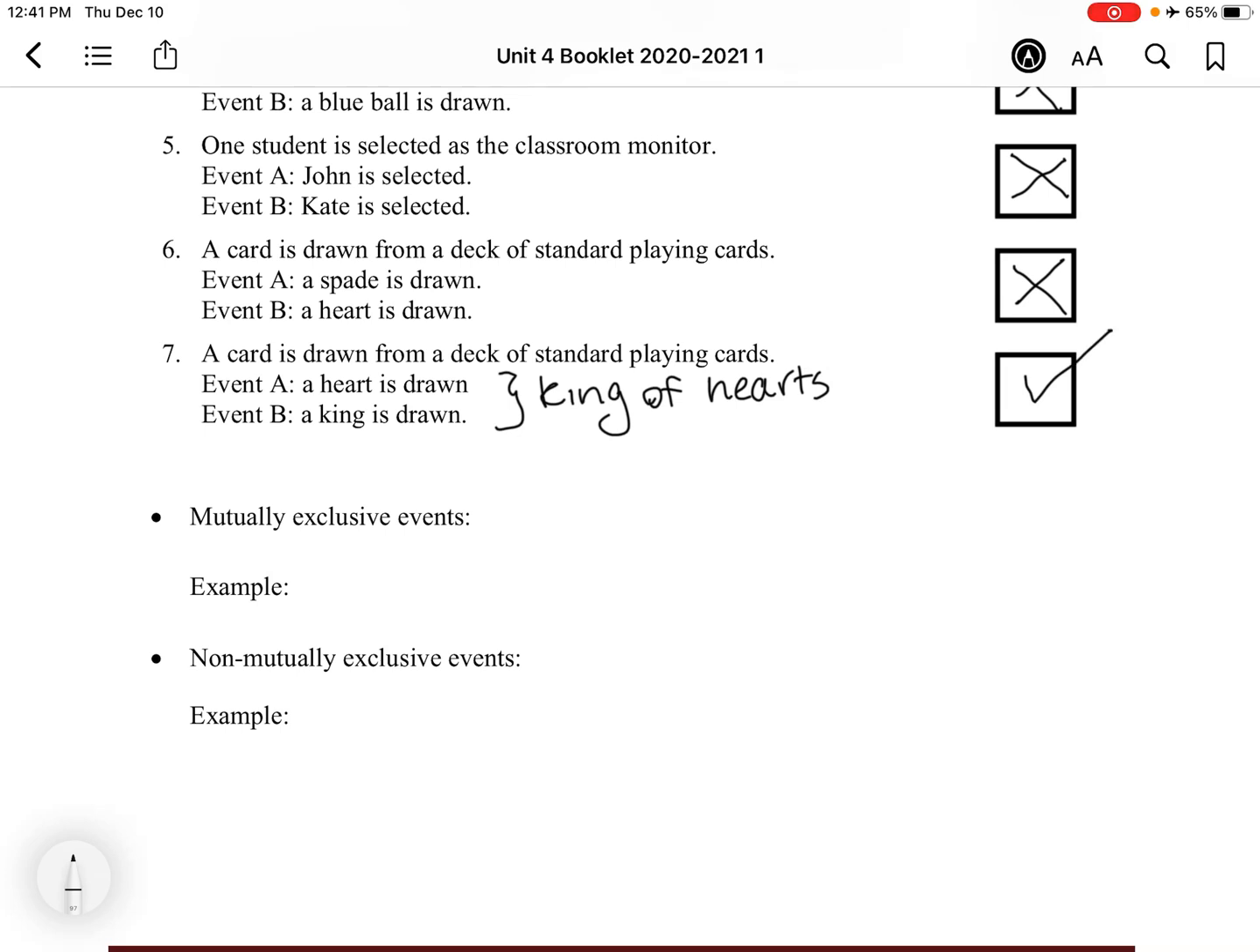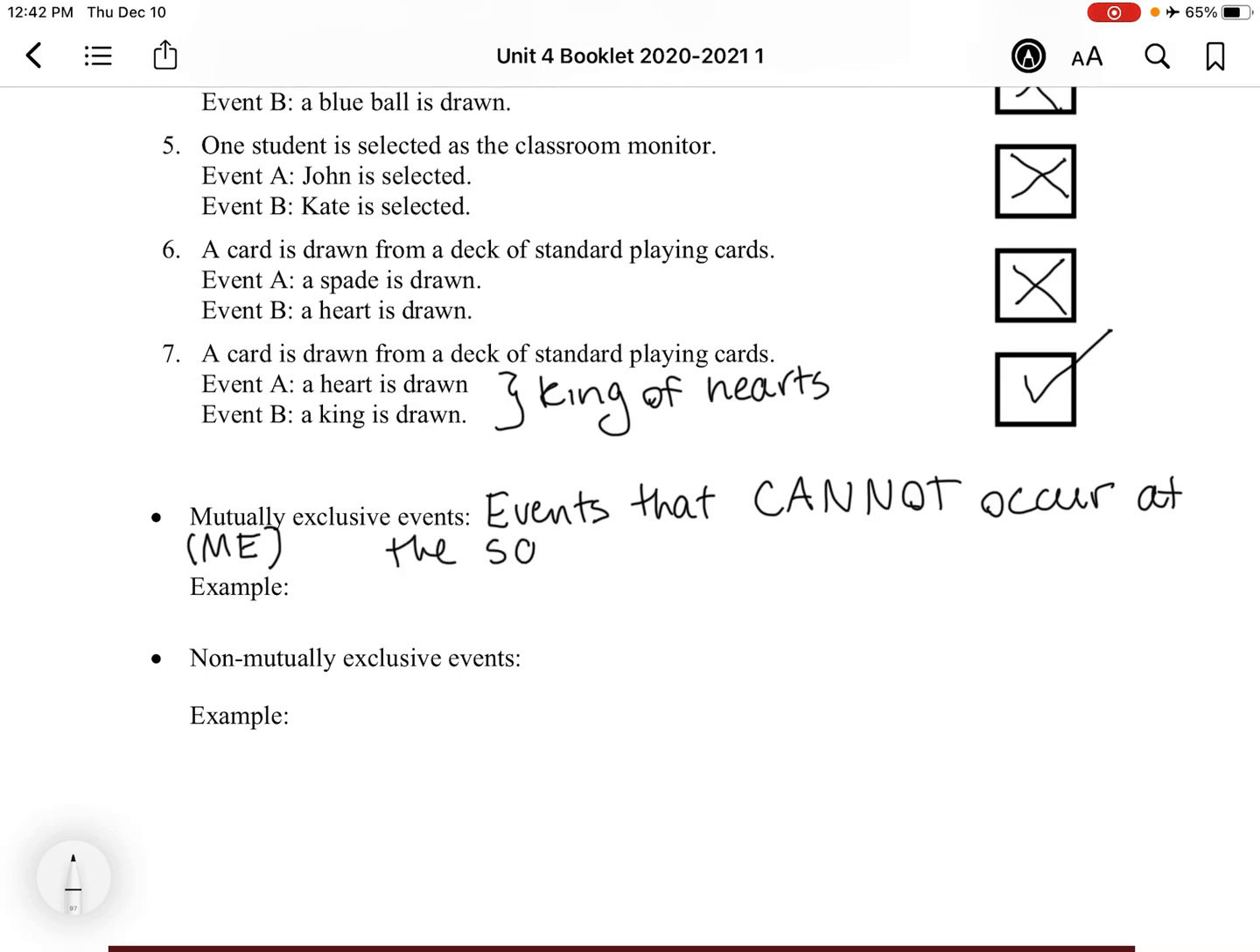Okay, so mutually exclusive events, and I like to just abbreviate this as ME because I hate writing it out over and over again, are events that cannot occur at the same time. Okay, so we've seen lots of examples in this little exercise that we just did of 2 things that can't happen at the same time.